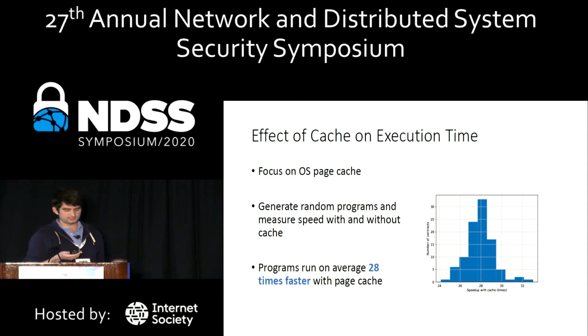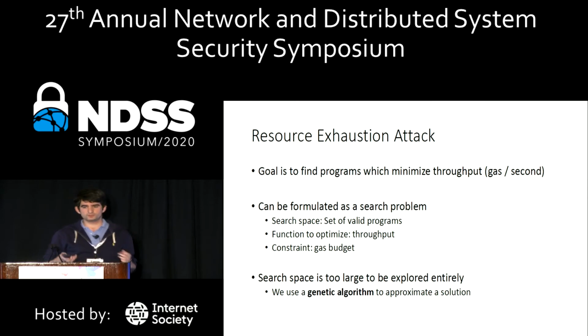So the main idea here was to see if we can exploit this and create some contracts which will always result in cache misses. We want to do this in a fairly systematic way, so we designed what we call the Resource Exhaustion Attack. Basically what we try to do here is to find programs which minimize throughput, where throughput is defined in terms of the amount of gas per second that the EVM is able to execute.